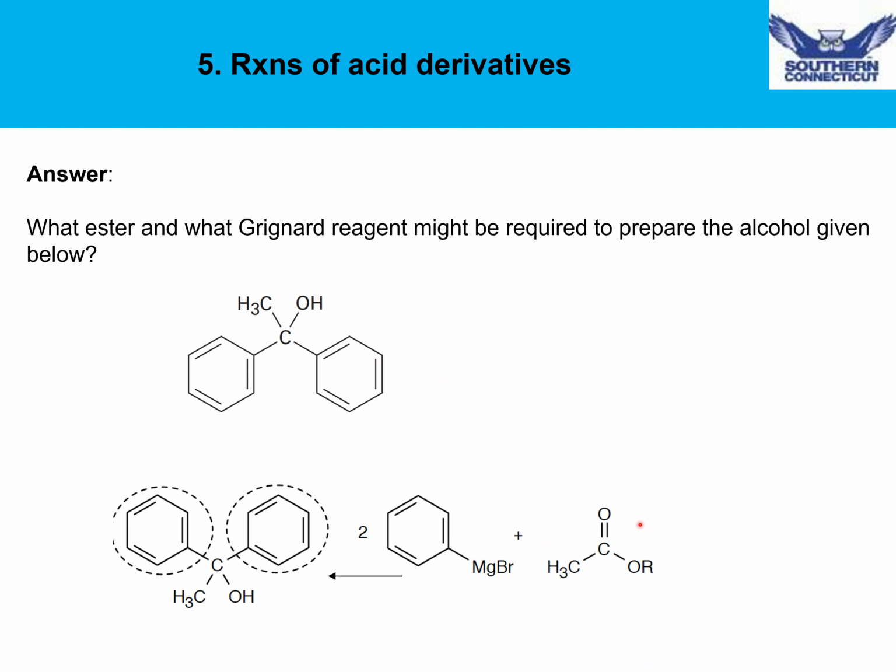So that means that we would have this ester, so a methyl attached to the carbonyl, and then some sort of leaving group on the ester. It doesn't matter what R group is on the oxygen, the reaction should work the same. And so these are the 2 components we would need to use in order to make the alcohol we started with.